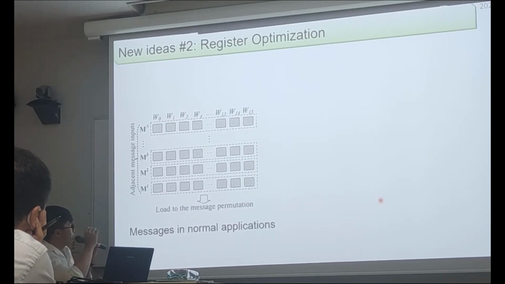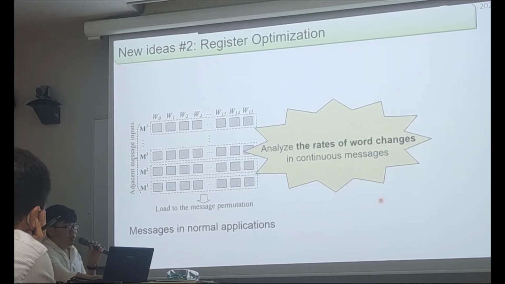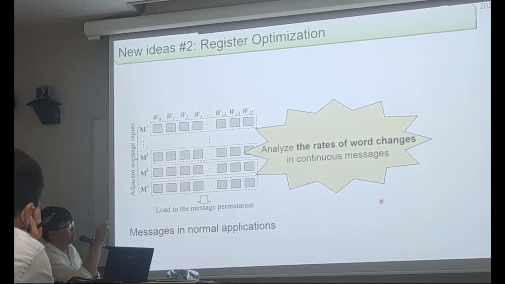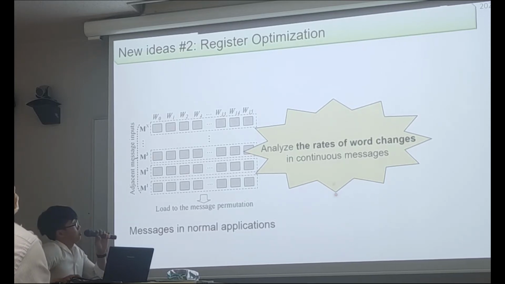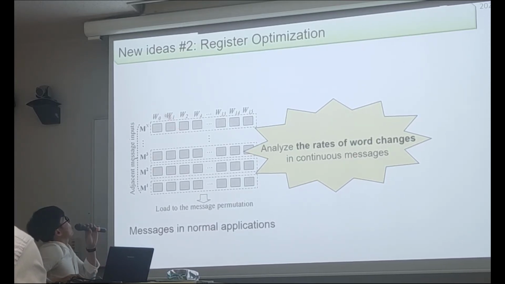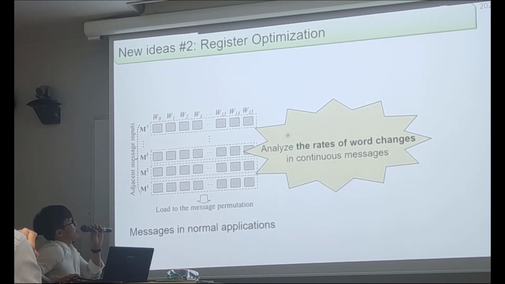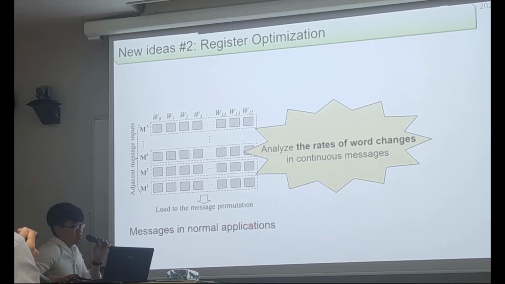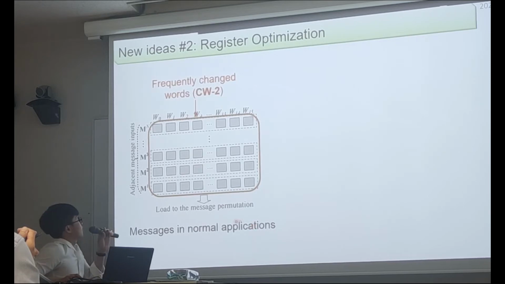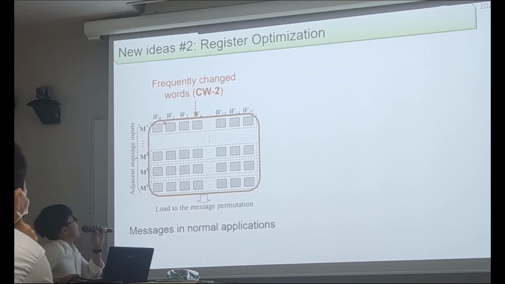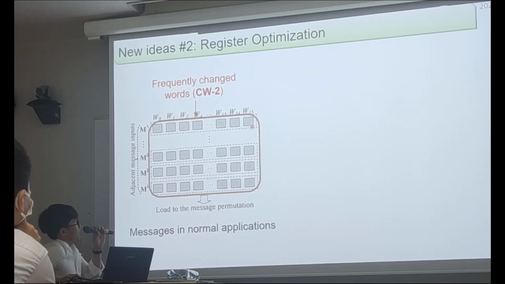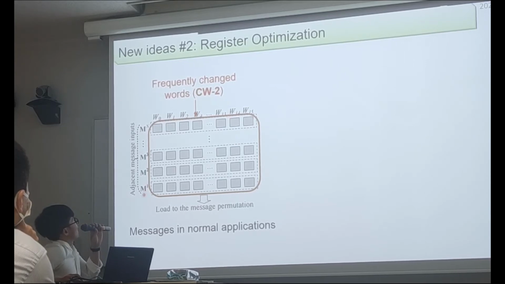As you can see here, this is the message input, where we analyze the rate of word changes in the continuous messages. In each message input, it has 16 words. We analyze the rate of word changes. You can see here, in a normal application, every word is frequently changed, because we don't know the value of the message input. There is frequent change in each message input.